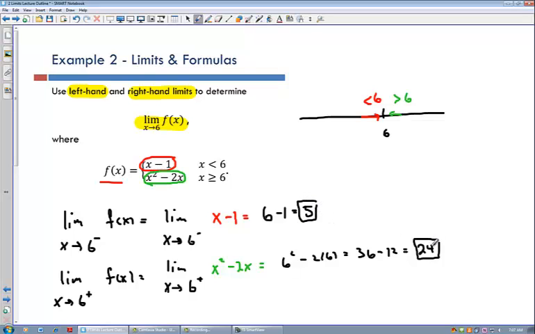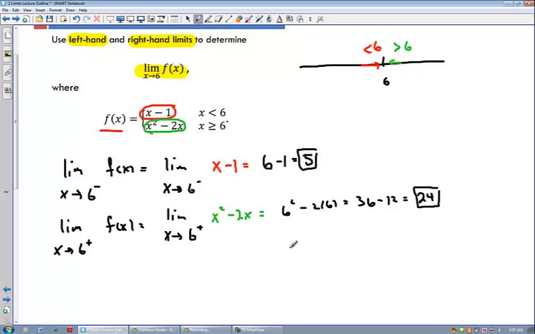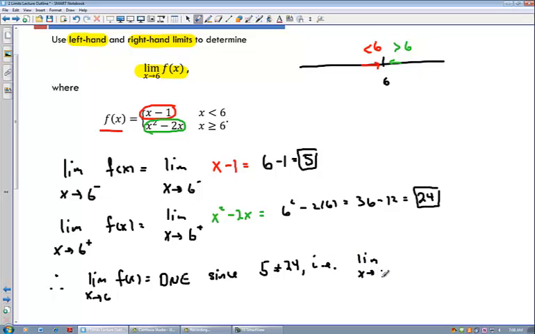So here's my left-hand limit, and here's my right-hand limit. Therefore, I'm going to conclude that for the limit as x goes to 6 of f of x, my best guess from the left-hand side is 5, and my best guess from the right is 24. They don't agree, so I say this does not exist. And I can even say why, since 5 is not equal to 24. The limit from the left-hand side of 6 does not equal the limit from the right-hand side of 6.